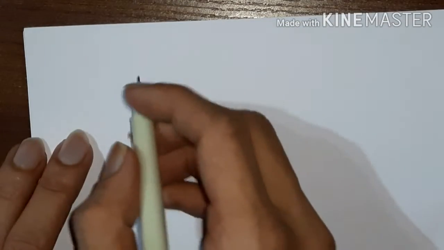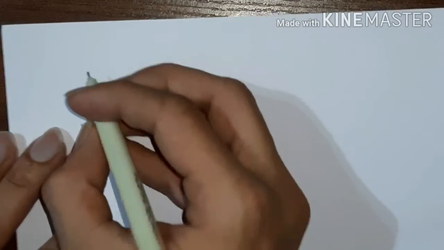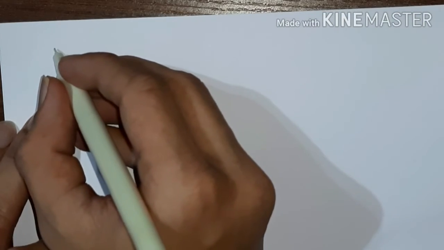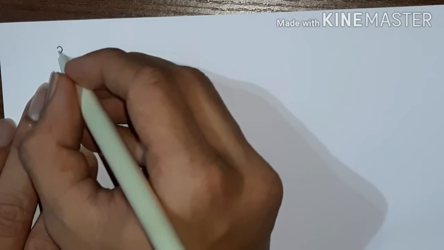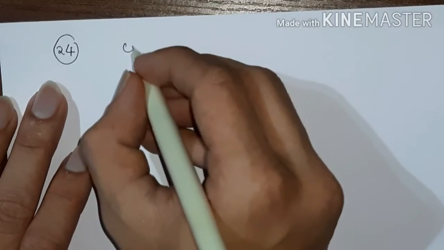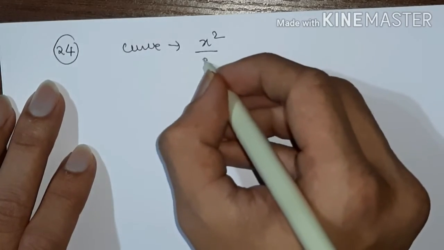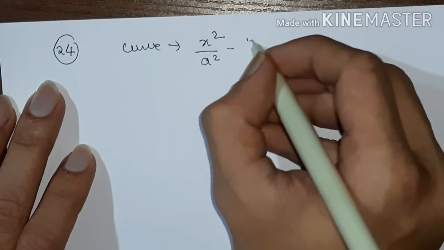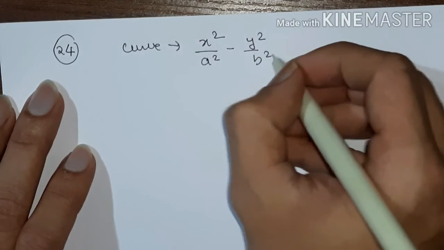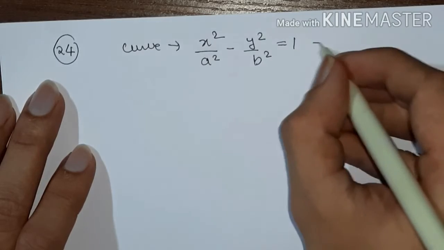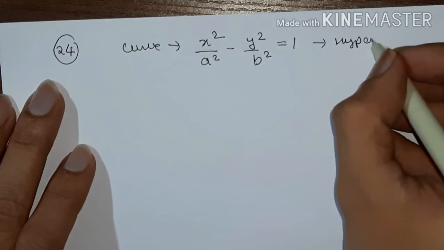So what you have to do here is find the equation of the tangent and the normal to the curve, the hyperbola. The curve given is x square divided by a square minus y square divided by b square equal to 1. This is nothing but the hyperbola.